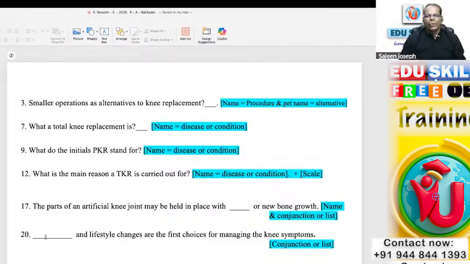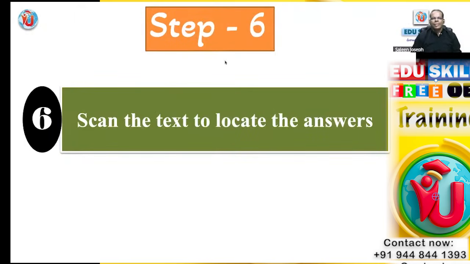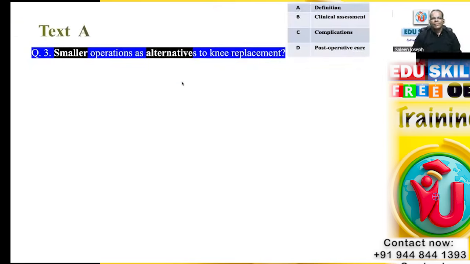Here also again you have a list, 2-3 things you have. Medication, then there is something else, and lifestyle. Physiotherapy and lifestyle changes are the first choices for managing the knee symptoms. Conjunction or list. Whenever there is a list, I told you, there are 2 lists here and 2 of them are the answers. If there are 3 items, 1 will be the answer or 2 may be the answer. 2 words. Okay. Now you know all these are from text A. Now step 6, scan the text to locate the answers.